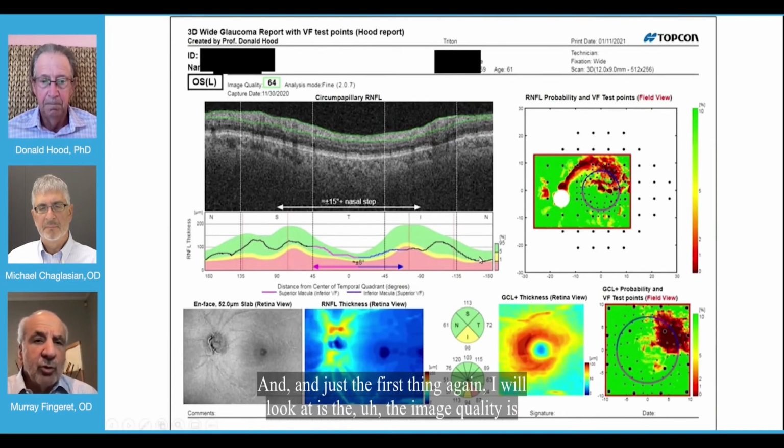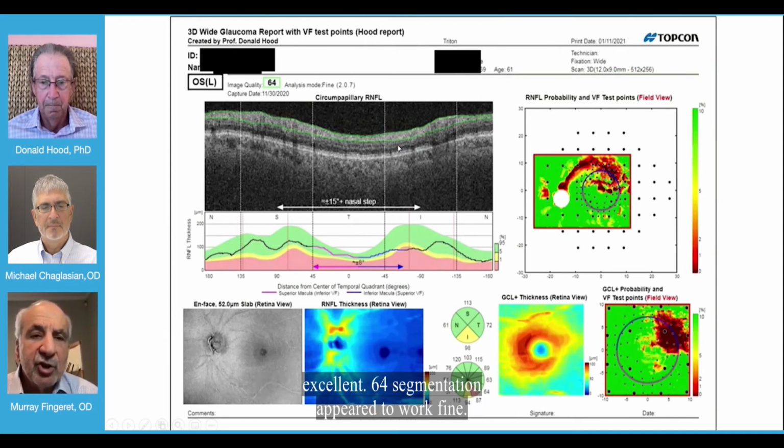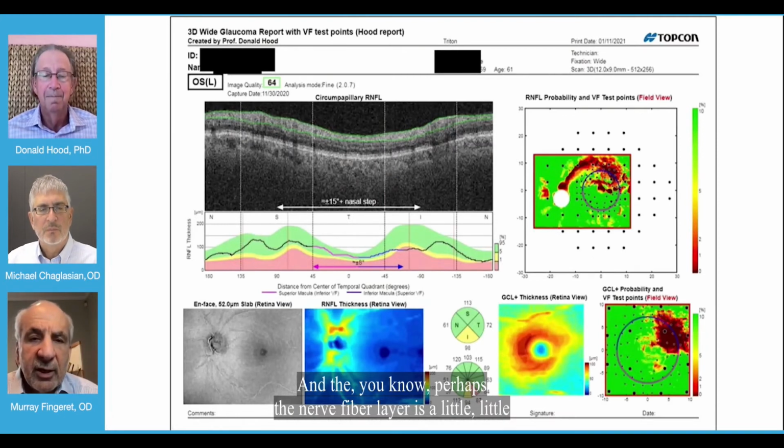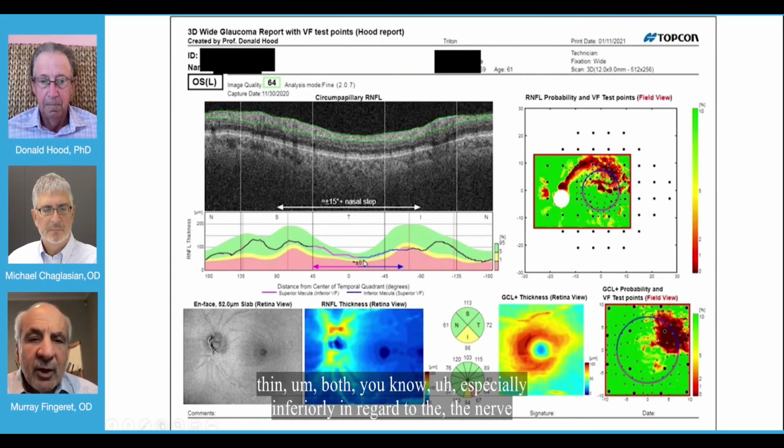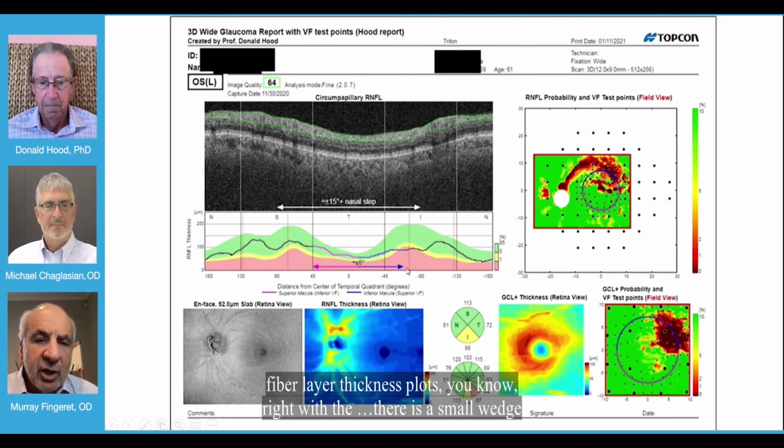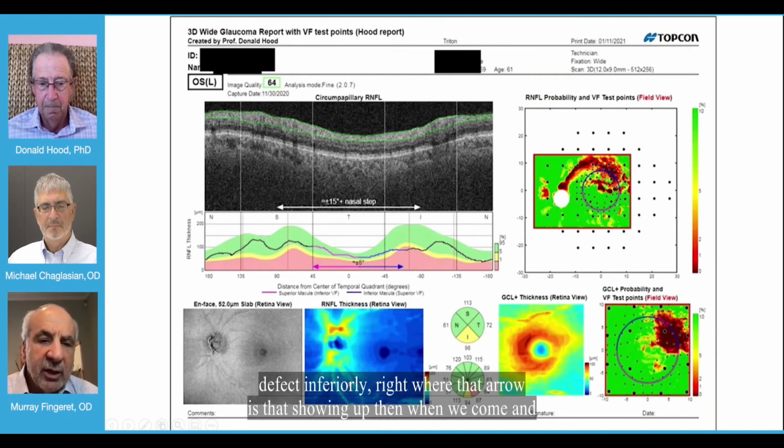the first thing again I will look at is the image quality, which is excellent, 64. Segmentation appeared to work fine, and perhaps the nerve fiber layer is a little thin, especially inferiorly. In regards to the nerve fiber layer thickness plots, right where the arrow is, there is a small wedge defect inferiorly, that's showing up.